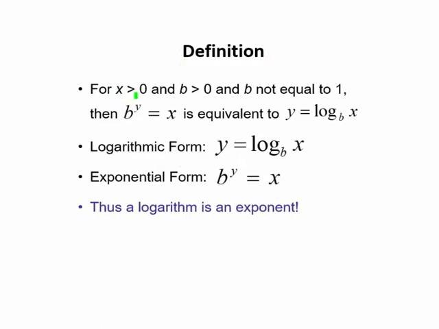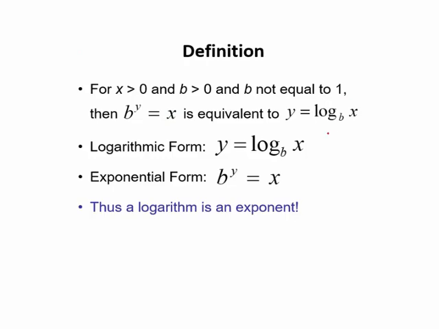Definition. Let x be greater than 0, and b greater than 0 and not equal to 1. It's important that it's not equal to 1, otherwise it'll be trivial. Then b raised to the y equal to x is equivalent to saying that y is the exponent of the base b, so that when you raise b to the y, you get x. So when you're evaluating the logarithm of x to the base b, you're just saying that if I raise b to the y, I get x.